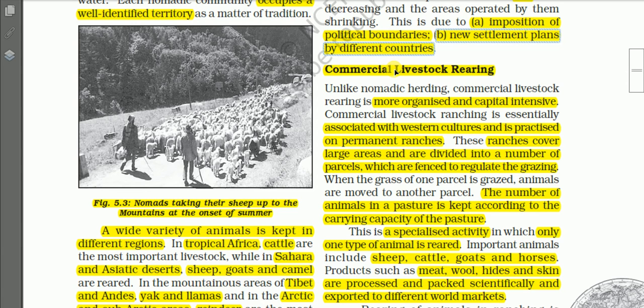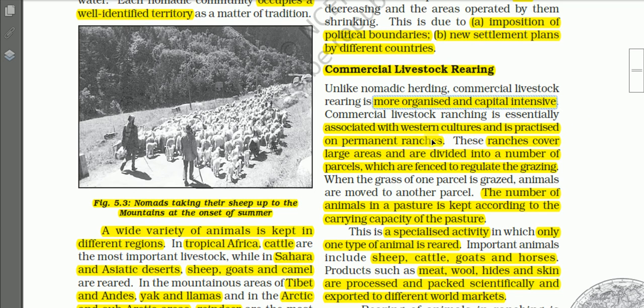Okay, then next we have commercial livestock rearing, another type of pastoralism. So let us find out the important features. Unlike nomadic herding, commercial livestock rearing is more organized and capital intensive. So a lot of investment is there in this case.